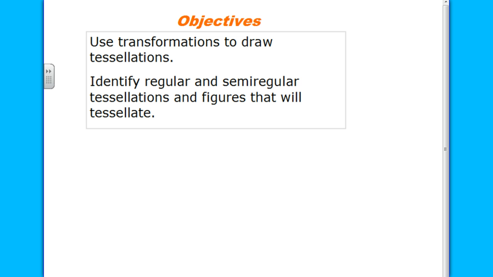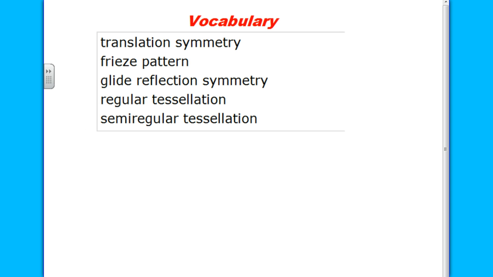So today we're going to use transformations to draw tessellations. Sounds poetic, doesn't it? We will identify regular and semi-regular tessellations and figures that will tessellate. Can you tessellate? Yes, you can. We will use translation symmetry, a frieze pattern, glide reflection symmetry. We will see regular tessellation and semi-regular tessellation.